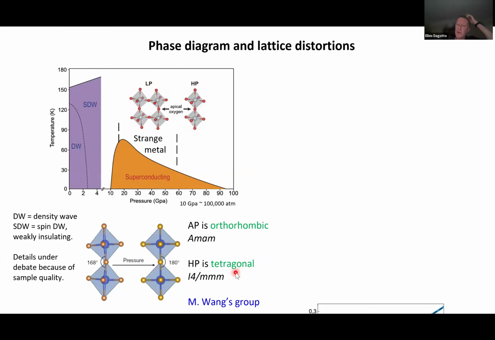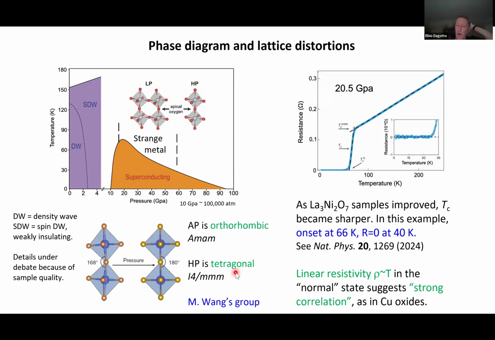Okay, so the samples were improved more and more. And then in this publication, we have this pretty beautiful plot of resistance versus temperature. Very often you have an onset in the resistivity plot that previous experience tells you will eventually become the true critical temperature, and at some point it truly drops to zero. But most people just focus on the onset, and they call that the Tc. And in this case, it's 66 Kelvin.